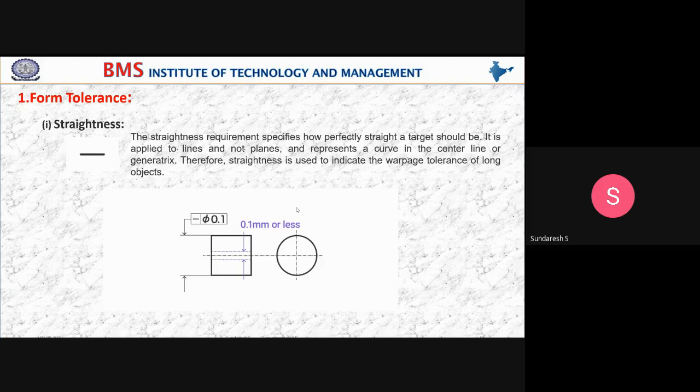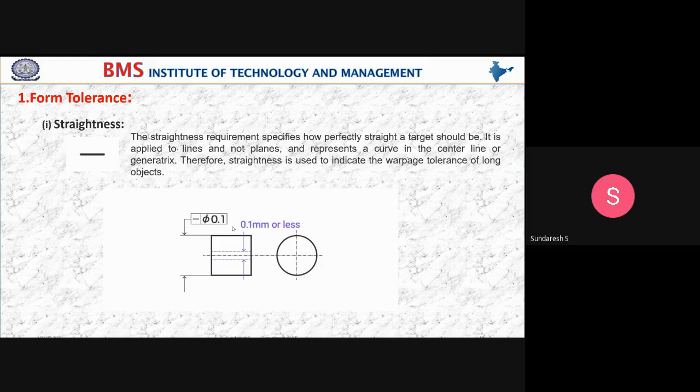See, look at here how the straightness should be represented. The symbol used is a line. Line is the symbol used for straightness. So this should be in a straight line. This surface should be straight, and this line and this line should be 0.1 millimeter or less when straight. So this is the indication of the straightness geometric symbol. Okay, be careful when you are writing the symbols and understanding the significance of those symbols.